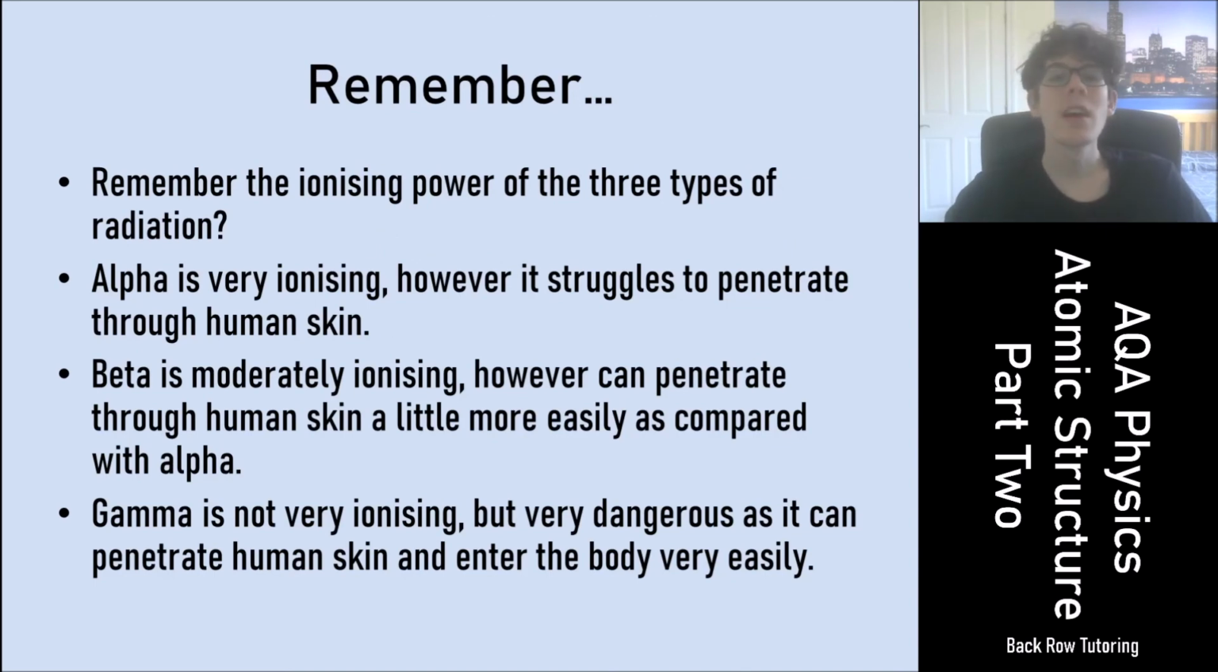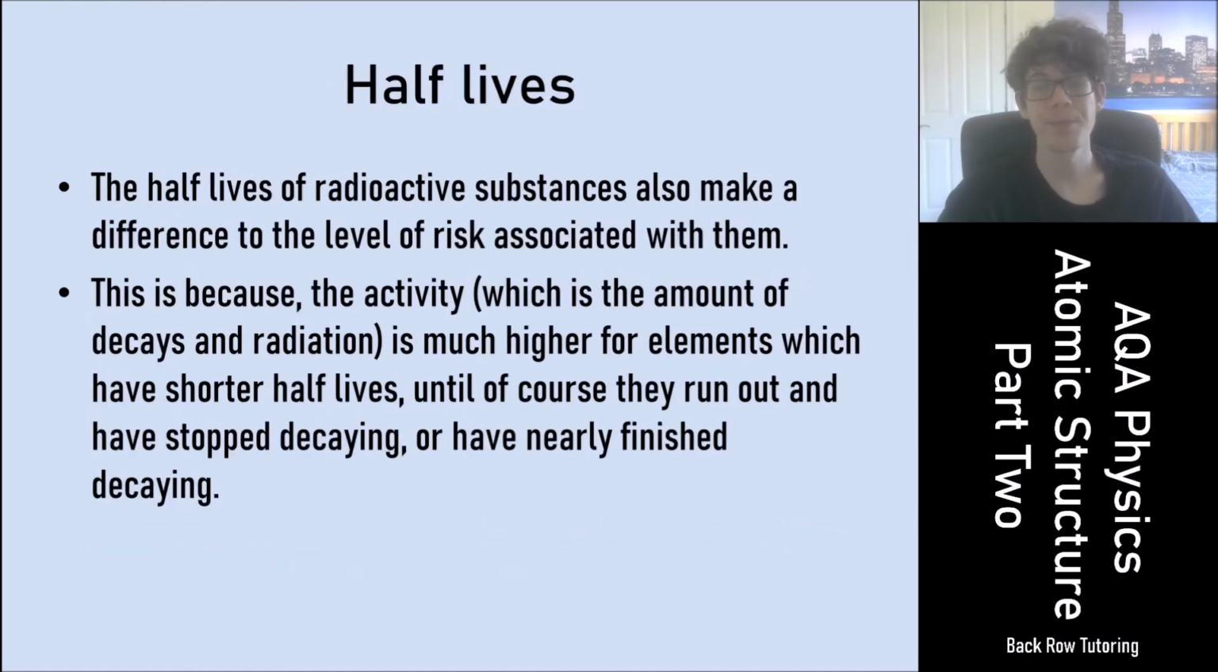Remember the ionizing power of these three types of radiation? Alpha is very ionizing, however it struggles to penetrate through human skin. Beta is moderately ionizing, however can penetrate through human skin a little more easily as compared with alpha. Gamma is not very ionizing, but very dangerous as it can penetrate human skin and enter the body very easily.